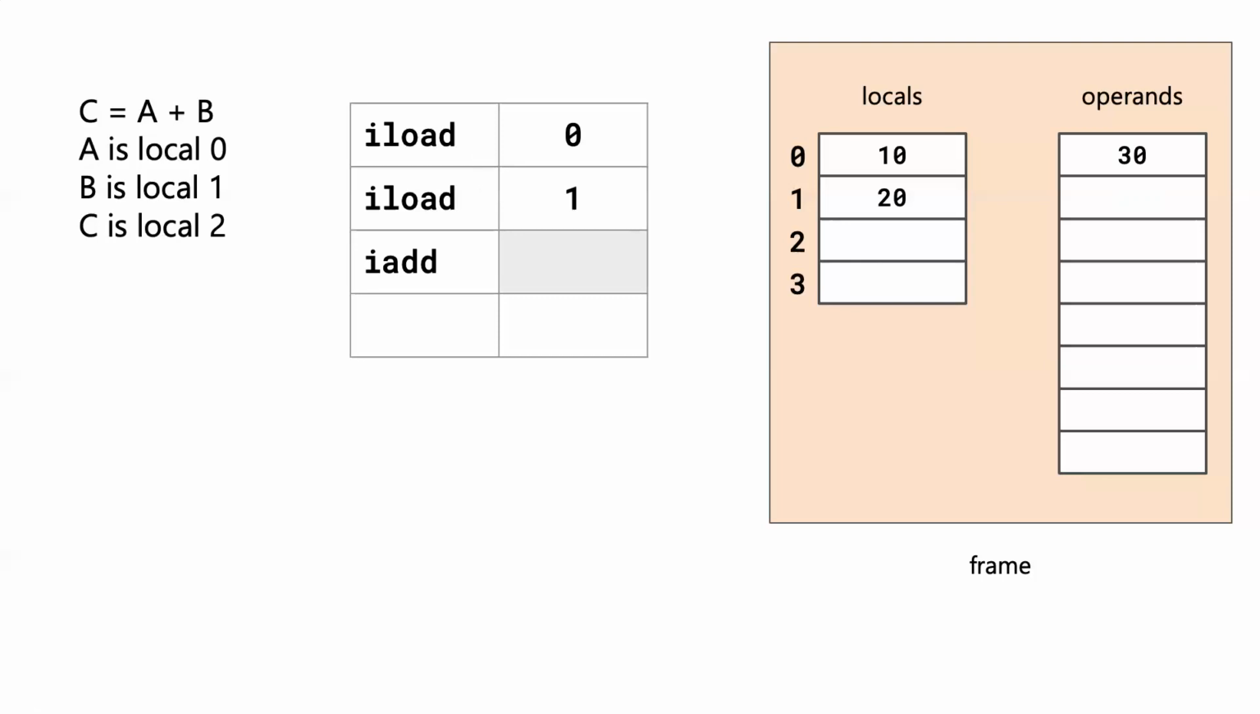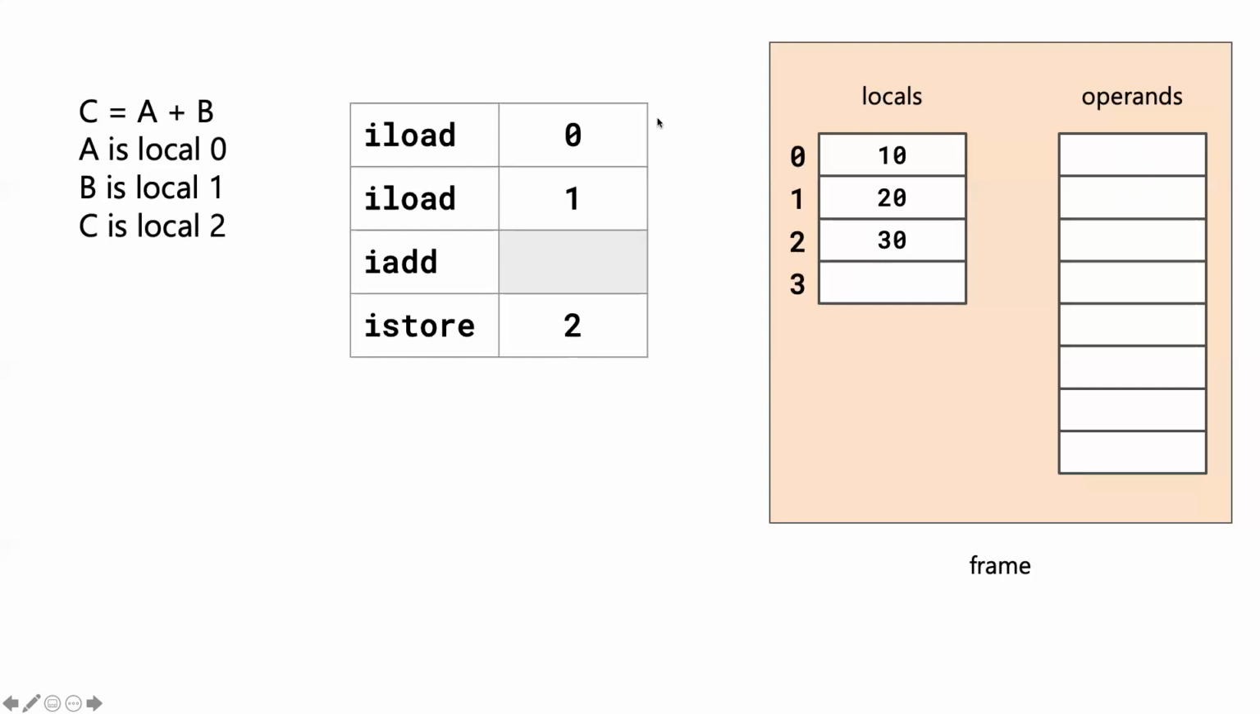And then if we want to store the result in C, that's going to be istore. That gets the integer off the top of the stack, and as an operand, it expects which local variable you want me to store that in. So if the compiler is planning on storing C in local variable number 2, then istore will pop a value off the stack and put that 30 in local variable 2.